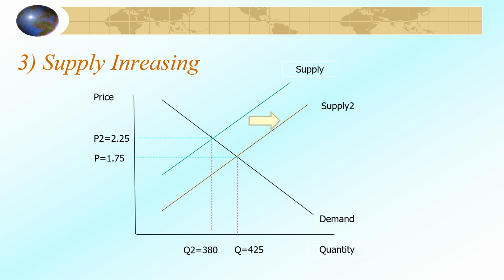Notice what happens with price. Price falls and quantity increases with supply increasing. Supply increasing, by the way, is one of the best things that could happen for an economy across the board. Supply increases, things get more affordable, and there becomes more of everything to buy. So we'll think about that.